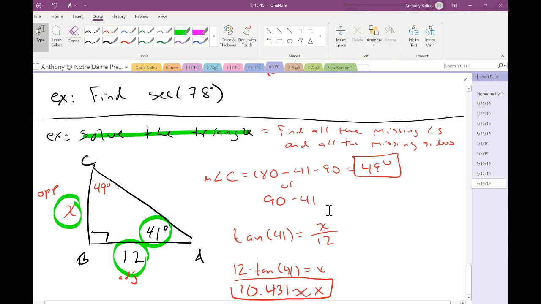Now let's say we want to solve for the other side. For the sake of argument, I'm going to call that other side y, just to give it a name. How can we solve for this other side y?